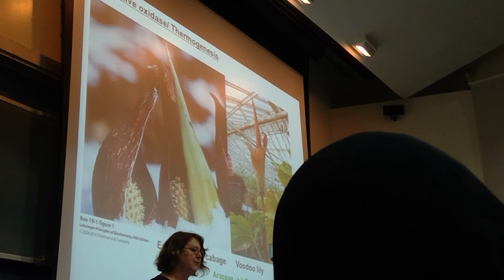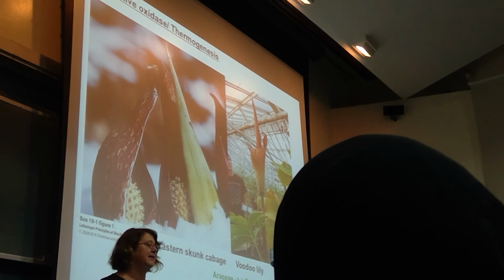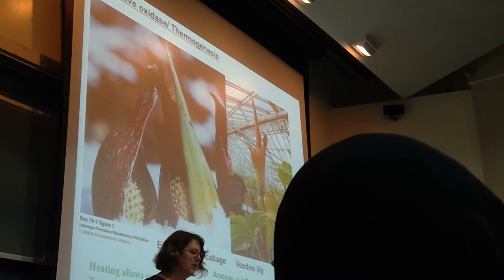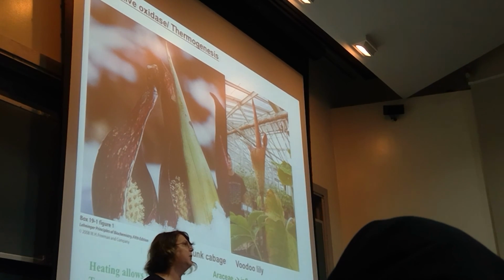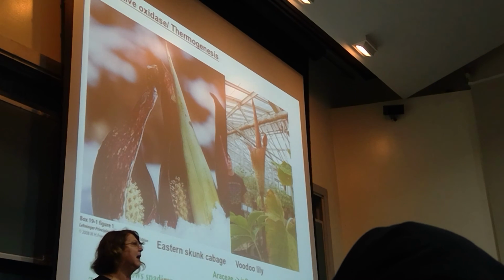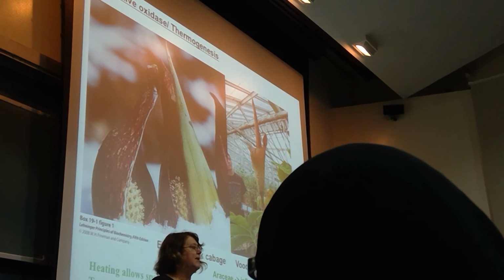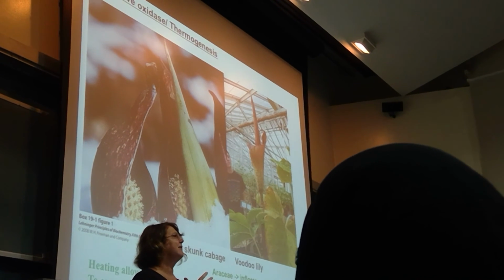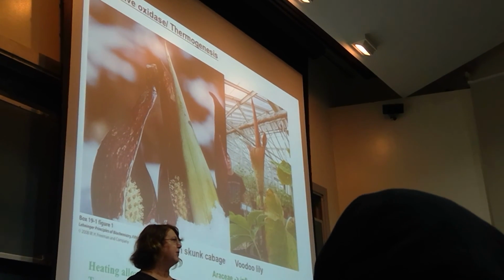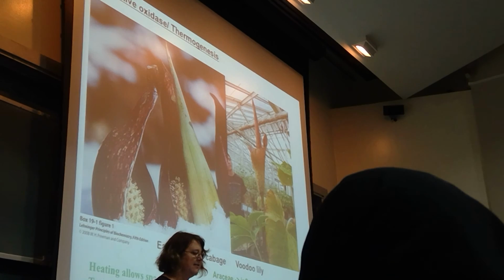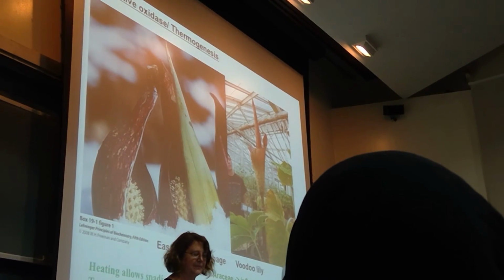So basically for the voodoo lily, it's about attracting pollinators. And for the skunk cabbage, it comes up really at the end of winter when there's still snow typically. So they think it's both about getting through the snow and also about attracting pollinators.